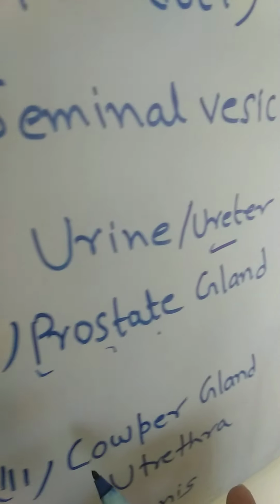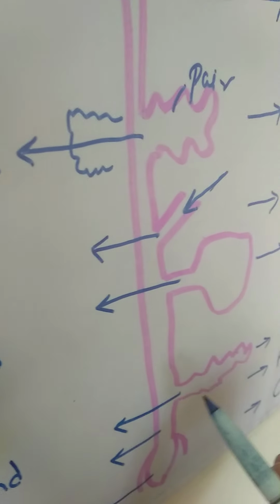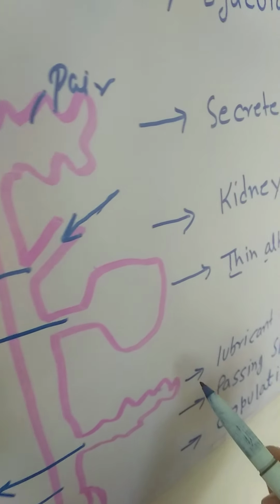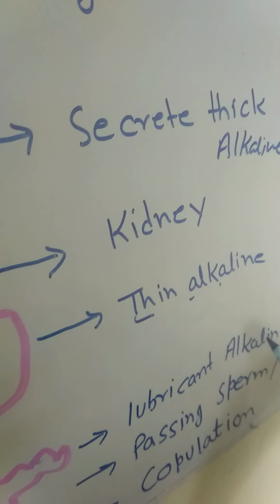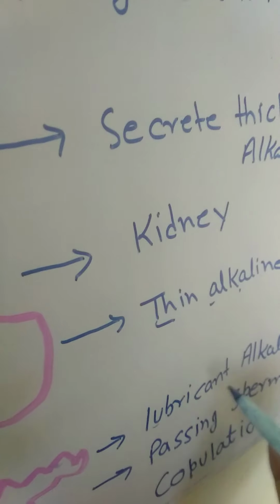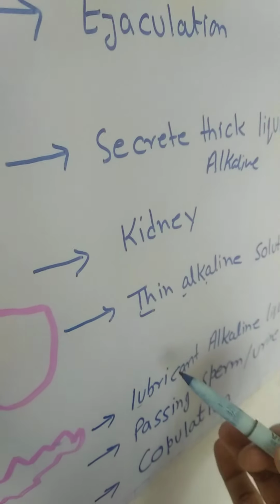Then last, Cowper gland. It is also one of the important glands found in the male reproductive part which helps in lubrication of sperm. It also helps in lubrication of the vagina and penis during sexual intercourse.